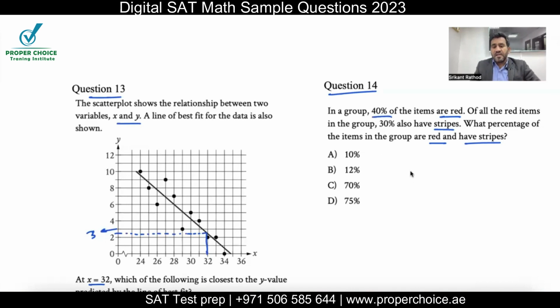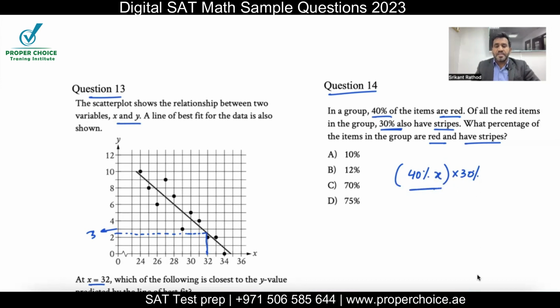It's basically 40% of the total are red. If I say total, I'm considering it as X. And then out of this red, 30% of the red are stripes. This value is multiplied with 30%. So 40% of the total are red, this representing the total number of red.